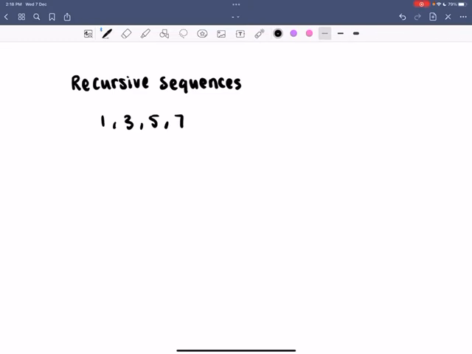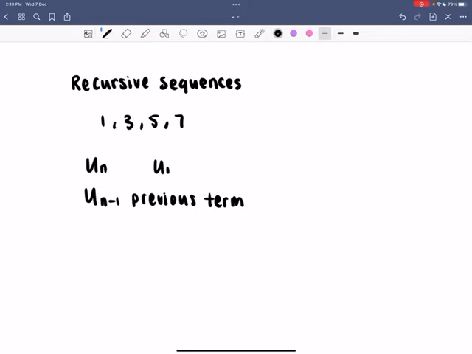And a really common notation for recursive sequences is using Un. So Un is basically the nth term, or whatever term you're going to be trying to find. So U1 would be the first term. If Un is a term, then Un minus 1 is the previous term. So that's just some common terminology.